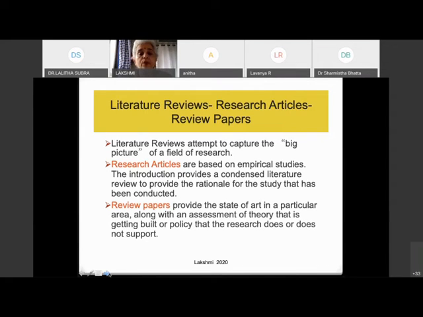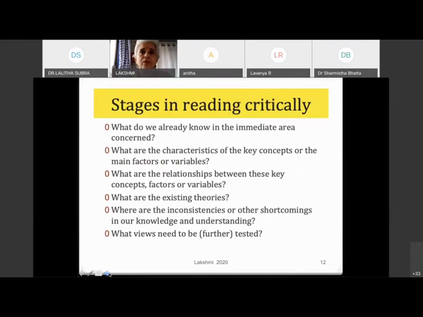You're not looking at it purely as an area of research, but you're also looking at it as a huge area of public intervention, huge area where things are happening in society, and you need to have greater understanding of that. I'll quickly go through this and then pause for questions. So stages in reading critically would mean you have to have these kind of questions. What do we already know in the immediate area concern? Means, how much do we know about the subject matter?